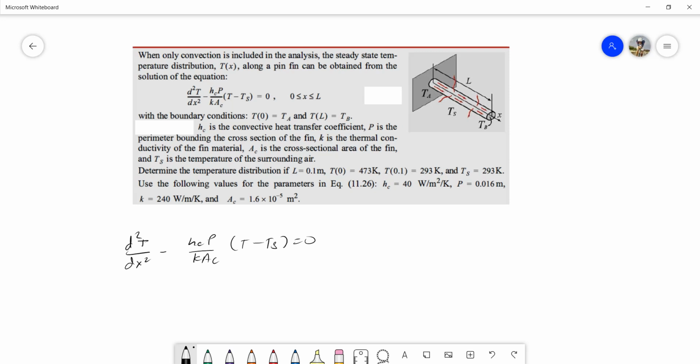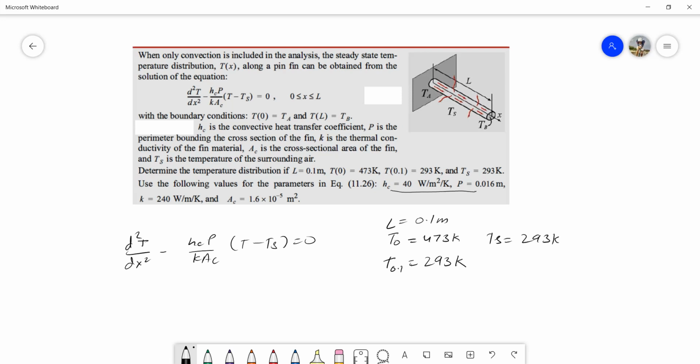Plus the parameters are given, that the total length of the pipe is 0.1 meter, T naught, that is at the surface over here, is given as 473 Kelvin. Temperature at 0.1, that is at x equal to L, is given as 293 Kelvin. So these parameters are given. So let's try to solve it by first the finite difference method.